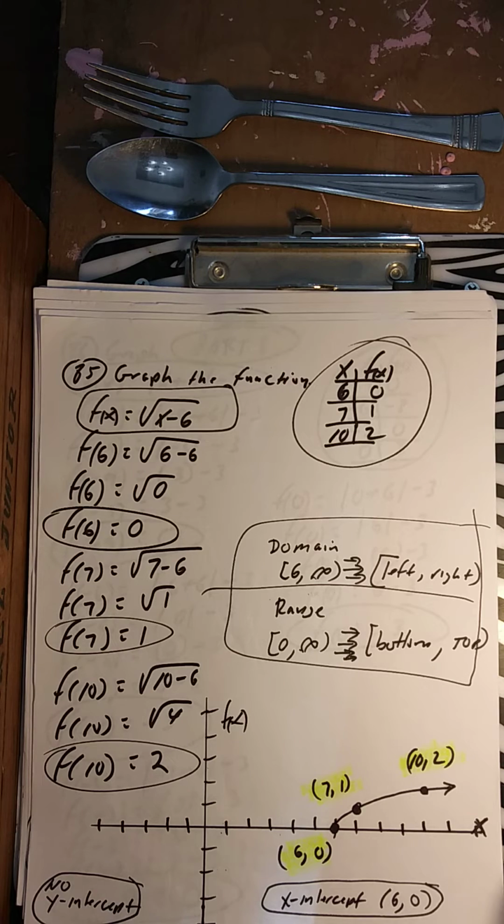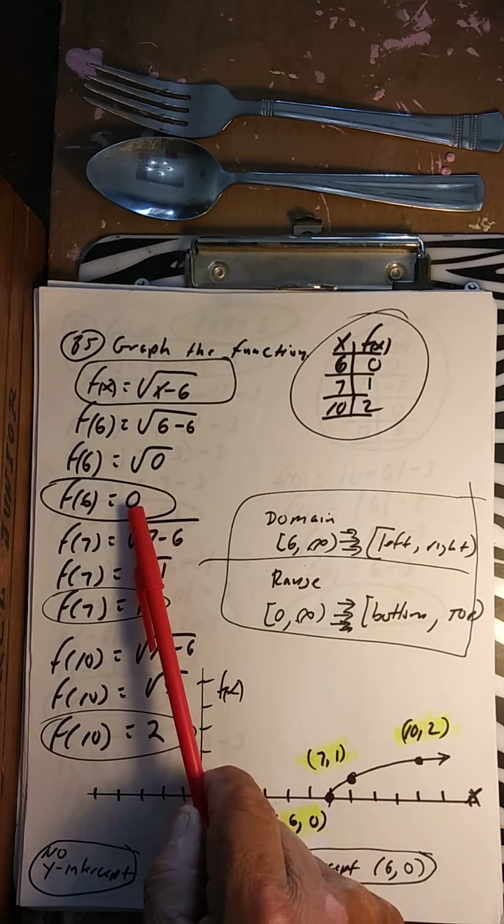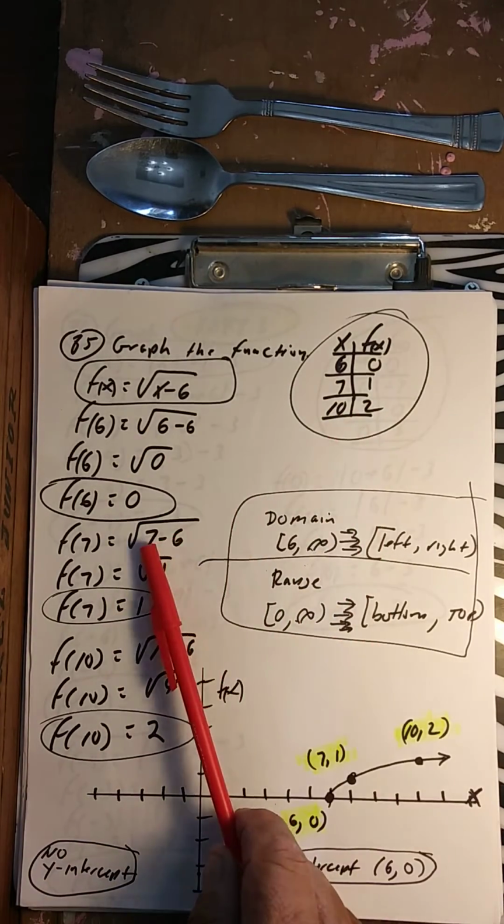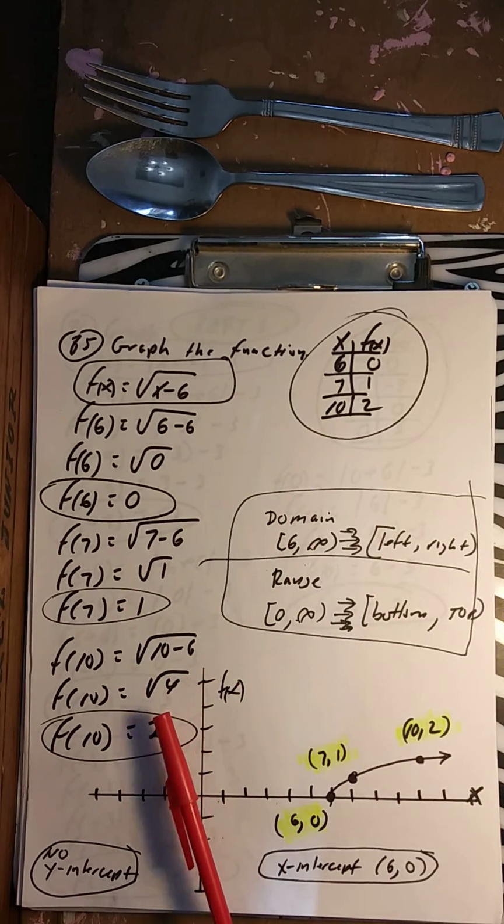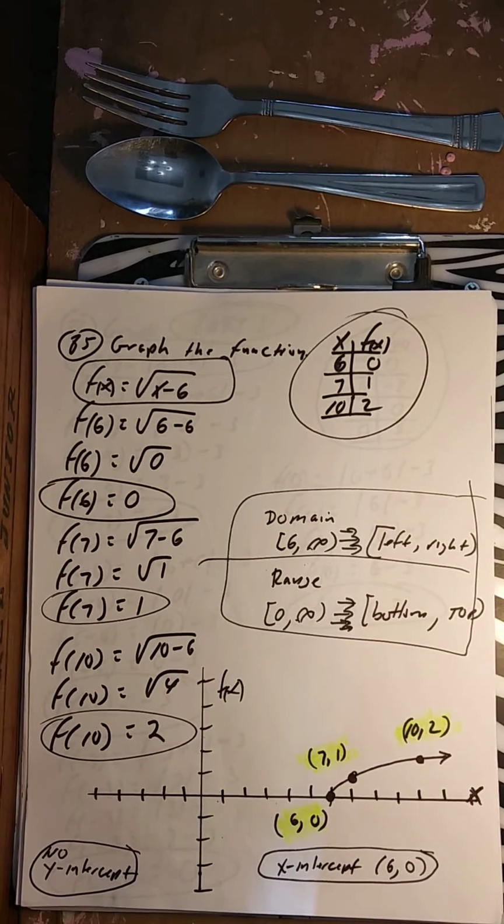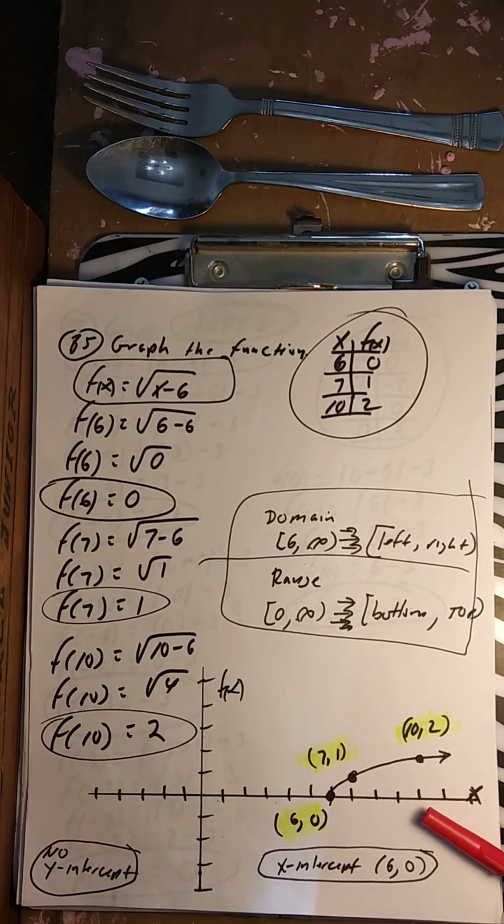Graph this function. Okay, so I'm going to put some numbers in there. I'm going to put in a 6. 6 minus 6 is 0, square root is 0. Put a 7 in there. 7 minus 6 is 1, square root of 1 is 1. Put a 10 in there. 10 minus 6 is 4, square root of that is 2. That's enough points. So at 6 it's 0, at 7 it's 1, at 10 it's up 2, and the graph's going like this.